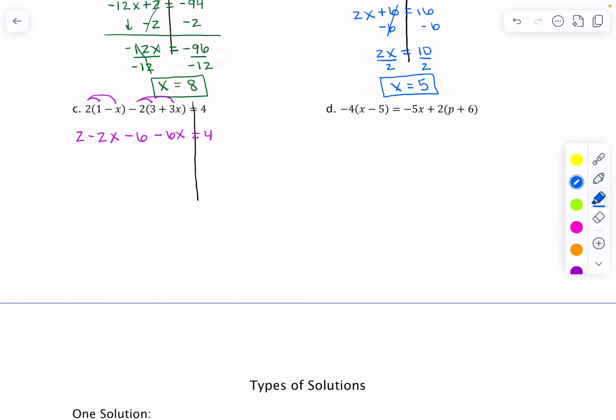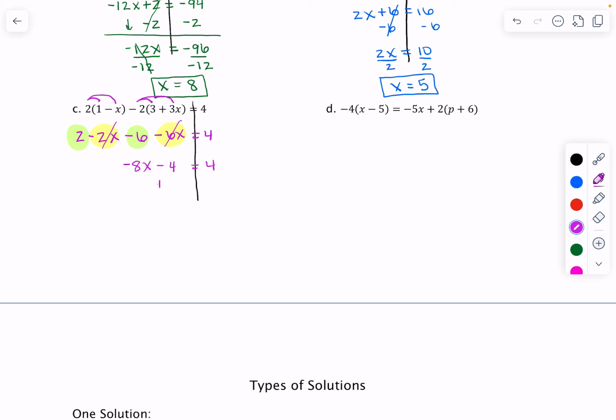I need to combine like terms. So I've got a like term here with the -6x and a like term here with the -2x. That's going to give me a -8x. Done with these two. And then I've got to combine that -6 with the +2. So -6 and +2 is going to give me a -4. And bring down that 4 on the right.